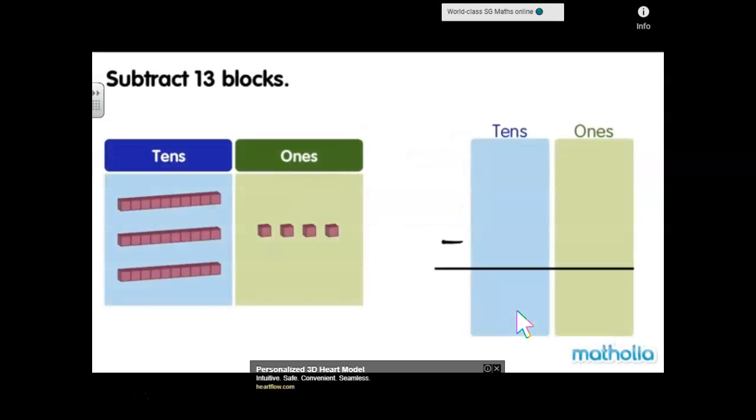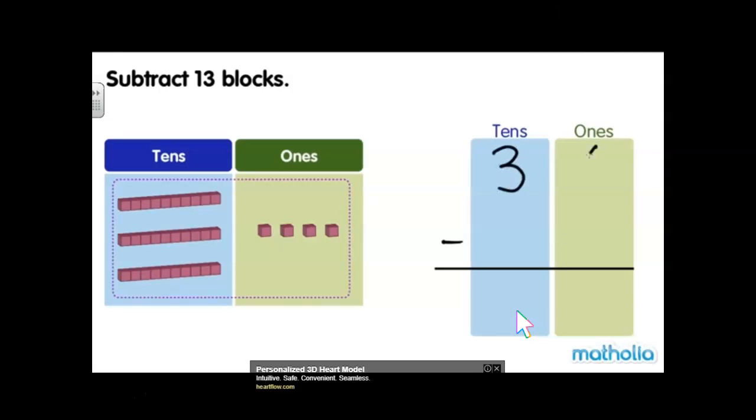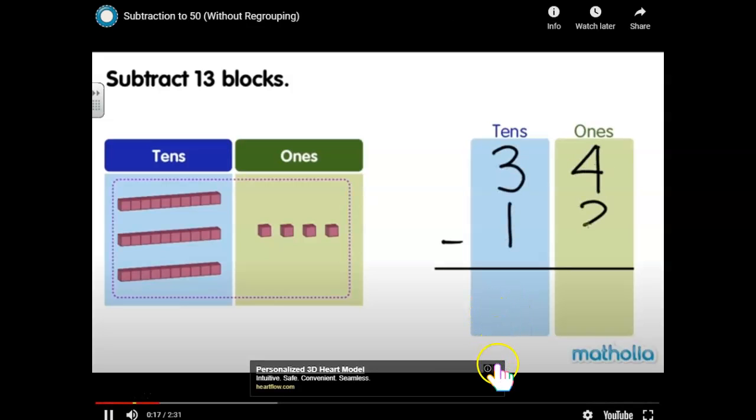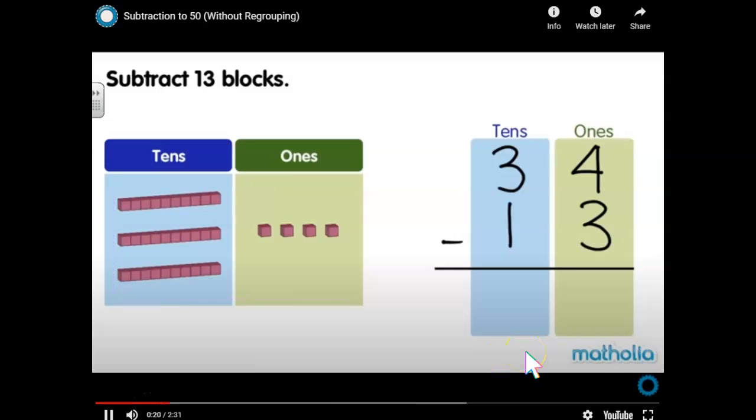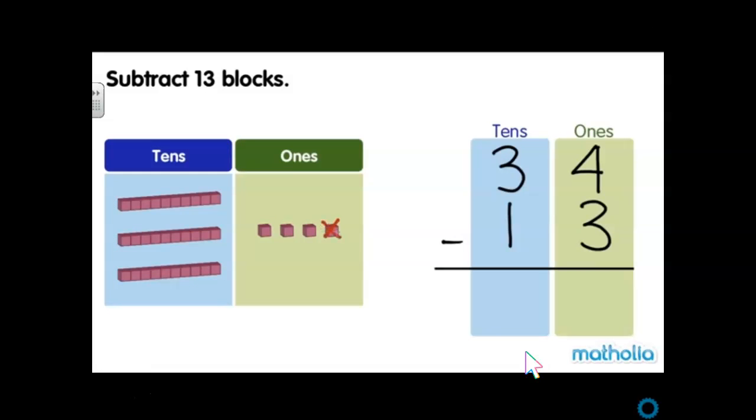Subtract 13 blocks. There are 34 blocks. We subtract 13 blocks. Let's start by subtracting the ones. 4 ones minus 3 ones equals 1 one. Next, subtract the tens. 3 tens minus 1 ten equals 2 tens. There are 21 blocks left. 34 minus 13 equals 21.